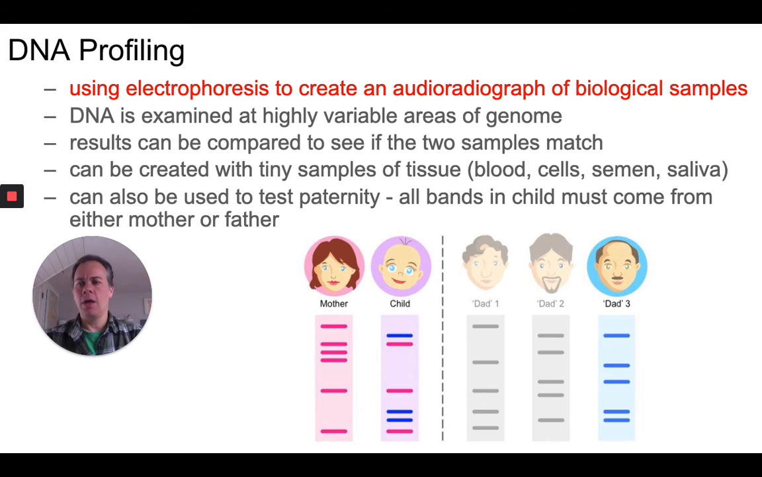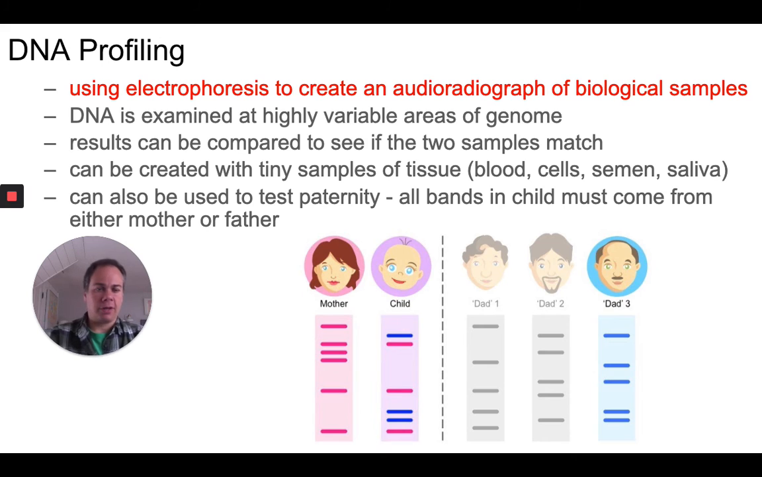Okay, it can be created using samples of tissue from blood or cells, even saliva, hair, semen. So that's why you see it's used sometimes in those crime shows as a forensic method of figuring out who was at the scene of a crime and so forth.